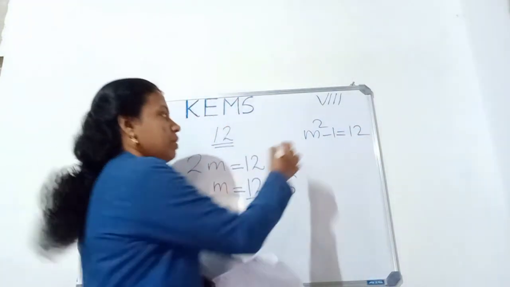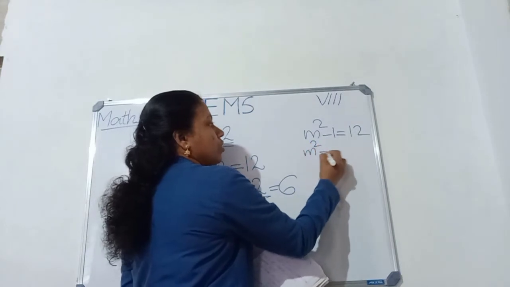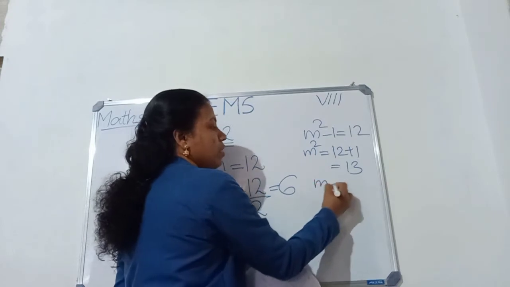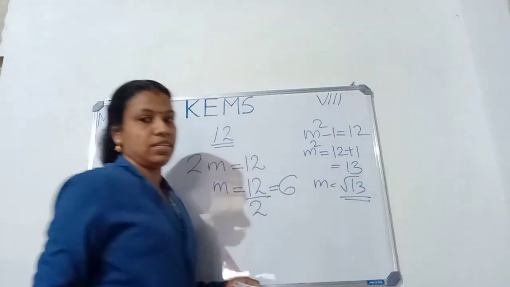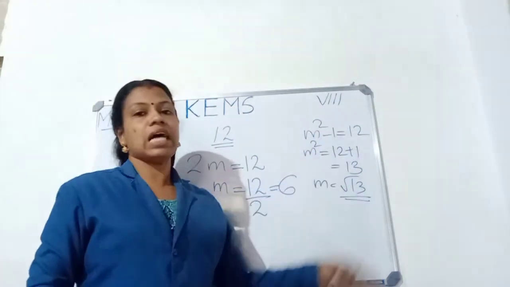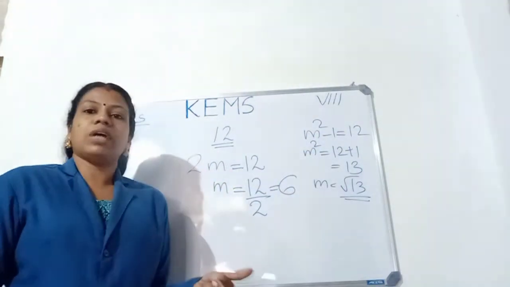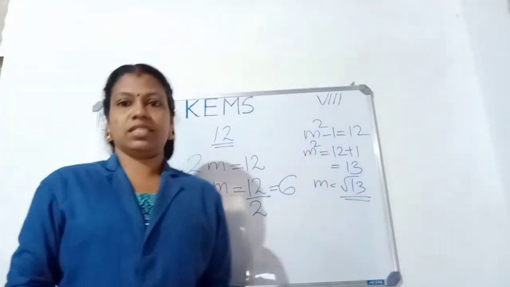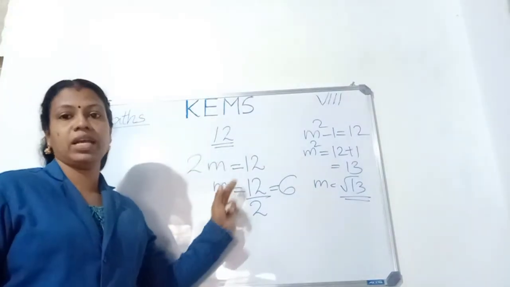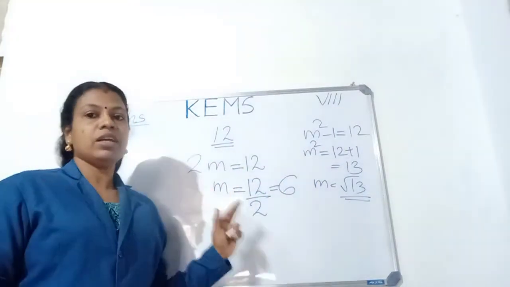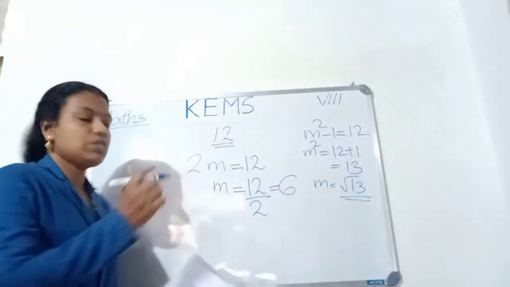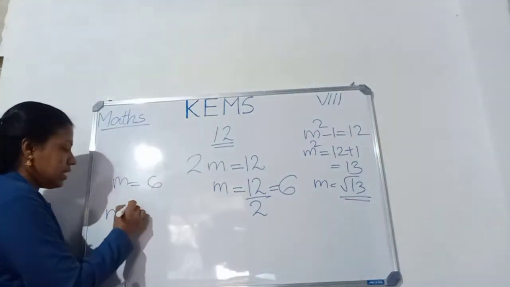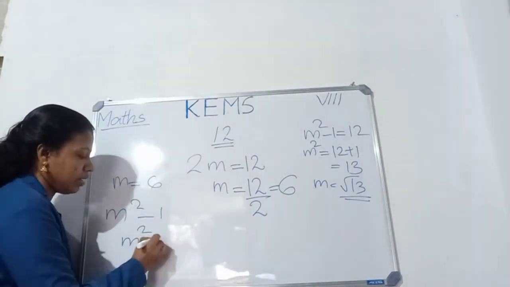That is not an integer, because m square equal to 12 plus 1 is equal to 13. m square is 13, therefore m equal to square root of 13. It's not an integer. It is not a perfect square. So you can't use that form. The third also you can't use, because m square plus 1 is not an integer. So use the first form, 2m equal to 12. Then find m. Using this m equal to 6, we can find the other two members, that is m square minus 1 and m square plus 1.